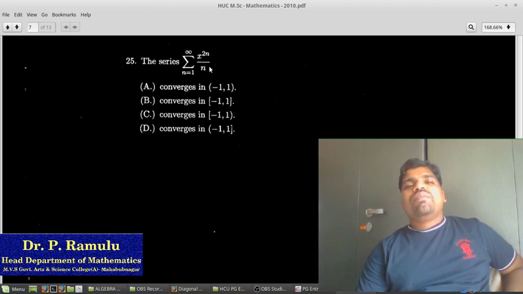If x equal to 1, what happens? 1 whole power of 2n over n is nothing but 1 by n. We know that this series diverges by the p test. If x is equal to minus 1, what happens? Minus 1 whole power 2n is 1, that is 1 by n. So the series diverges by the p test. So that means the series converges only in the open interval minus 1 comma 1.